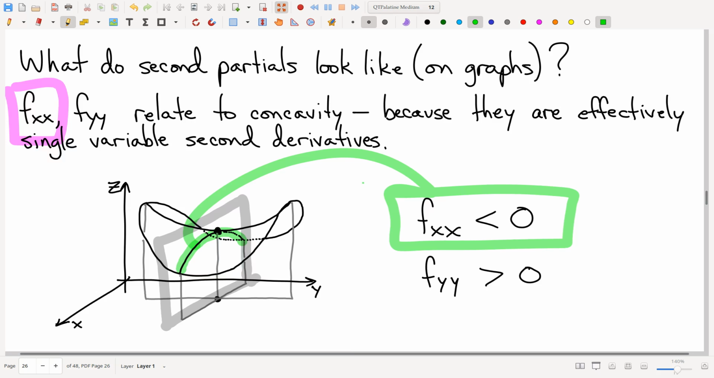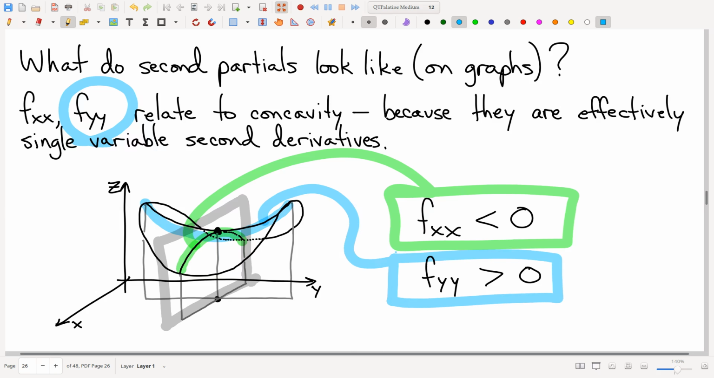And likewise, and I think this is a good exercise, think through for yourself. I'd like y'all to look at this picture, think it through, persuade yourself. If you have any trouble, come talk to me, of course, but that the y second partial, because of that part of the surface, would be positive. So again, think it through, make sure you're good with that.